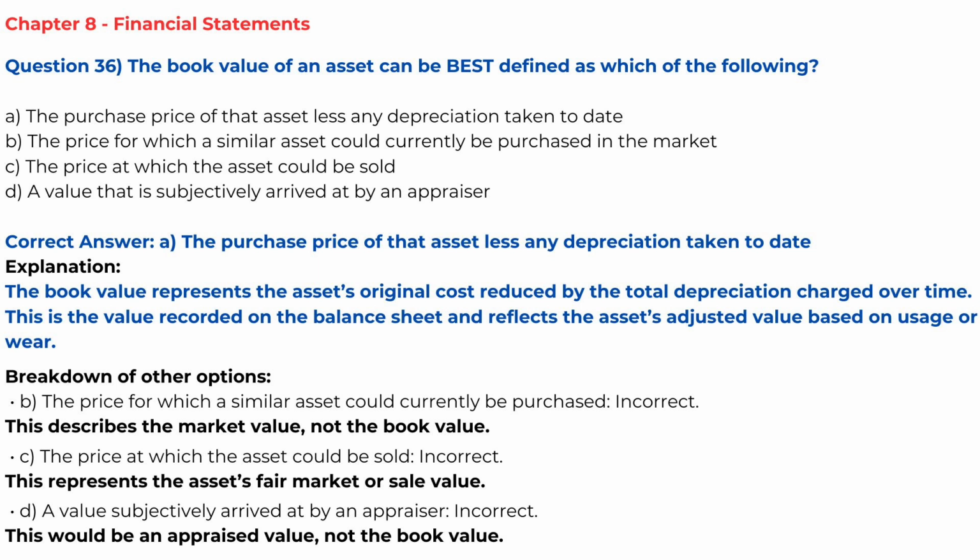B. The price for which a similar asset could currently be purchased. Incorrect. This describes the market value, not the book value. C. The price at which the asset could be sold. Incorrect. This represents the asset's fair market or sale value. D. A value subjectively arrived at by an appraiser. Incorrect. This would be an appraised value, not the book value.